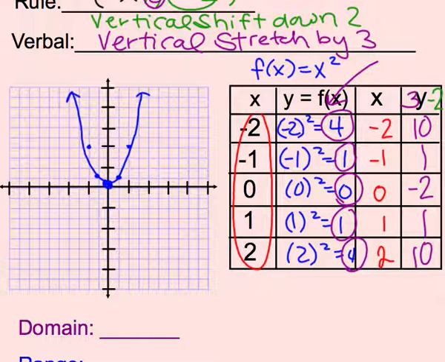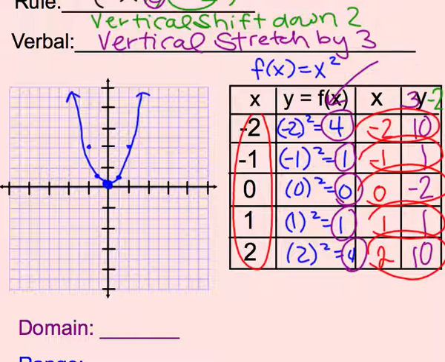Now, when we graph our new function, I'm just going to color these, I'll circle them. We're going to graph these as our child. So the first ordered pair is negative 2, 10, negative 1, 1, 0, negative 2, 1, 1, and 2, 10. So if you remember, our critical point for our parent was at the origin, 0, 0, which is also what we call our vertex. We've now shifted it down to 0, negative 2.